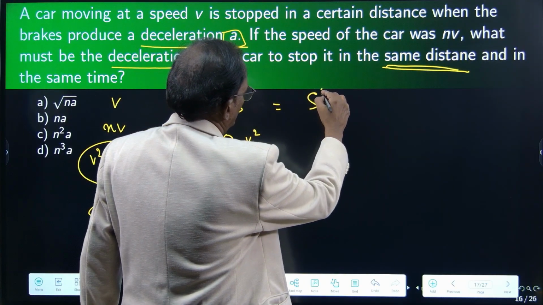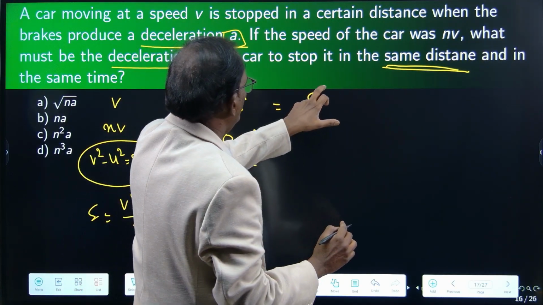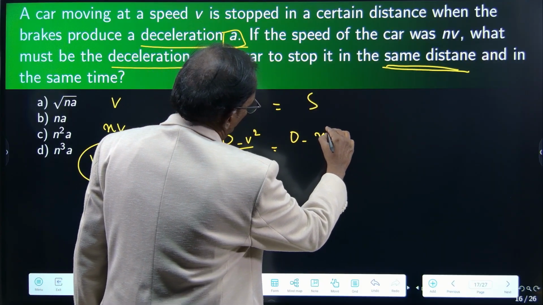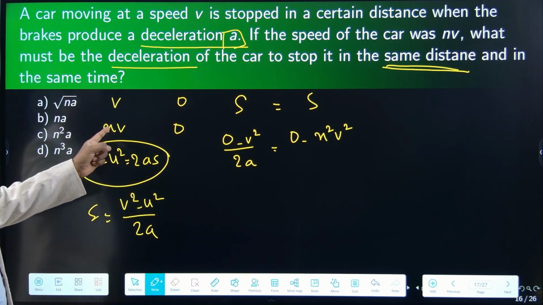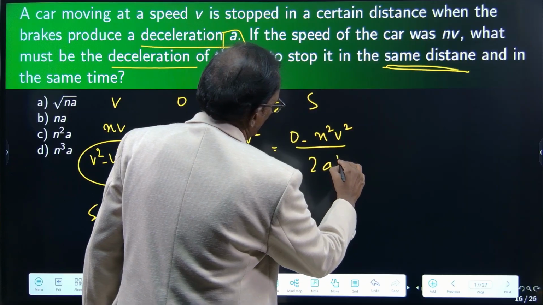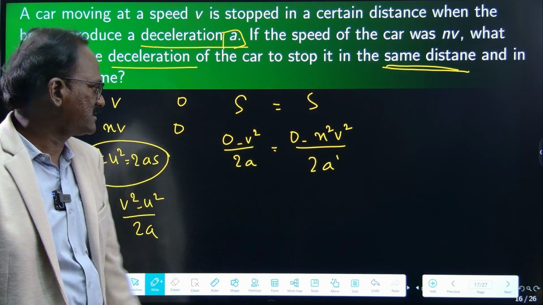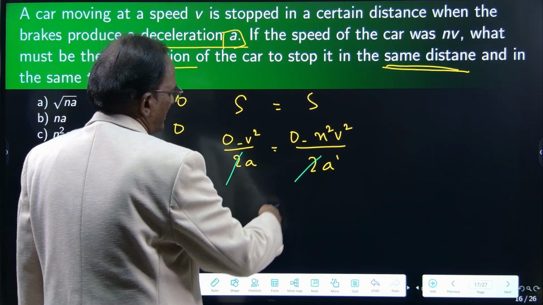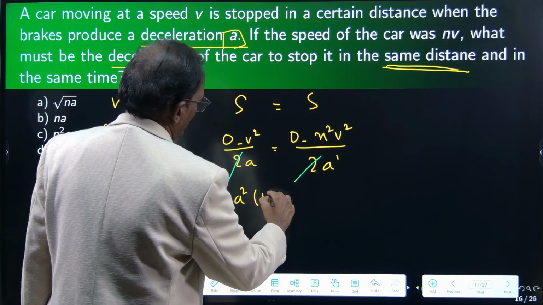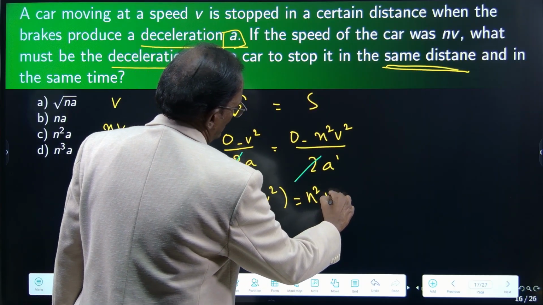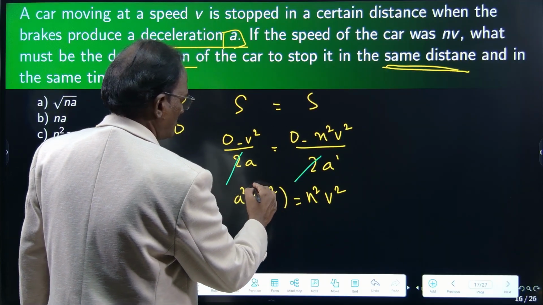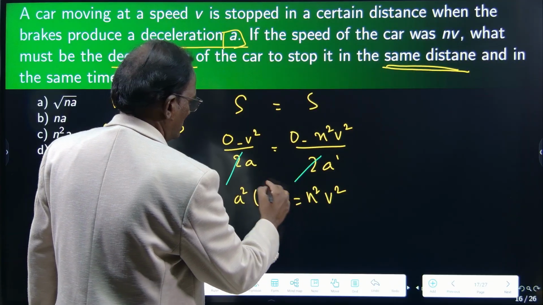For the second case, because in both the cases s is constant, we have 0 minus n square v square, since the speed is nv. So n square v square divided by 2a dash. For the second case, I am writing a dash. The 2 is taken here, the minus also can be removed. So a into v square is equal to n square v square, cross multiplication, minus is removed, not a square, it is a dash.